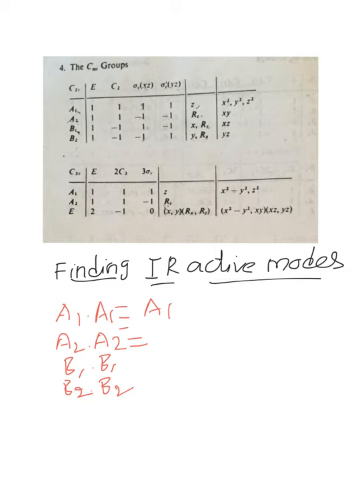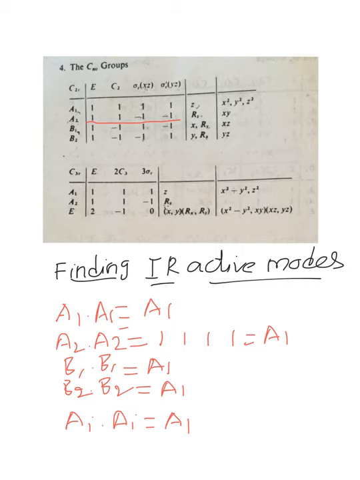Now let us do A2 into A2. A2 is this one: 1, 1, minus 1, minus 1. 1 into 1 is 1, 1 into 1 is 1, minus 1 into minus 1 is 1, minus 1 into minus 1 is 1. So this is also equal to A1. Similarly, you can check that B1 into B1 is also A1, and B2 into B2 is also A1. So any irreducible representation multiplied by itself, Ai into Ai or Bi into Bi, is always A1.